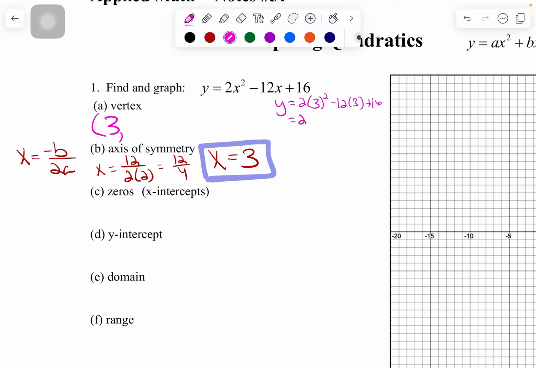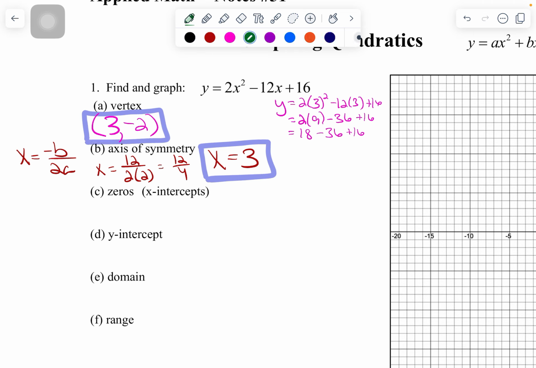Sorry. 3 squared is 9. So I'm going to end up doing 2 times 9. Negative 12 times 3 is negative 36, and then plus 16. So it's going to be 18 minus 36 plus 16. And that should be, I believe, negative 2. So let's see. 18 plus 16 is 34. 34 minus 36 would be negative 2. Yep. So that is the vertex there.